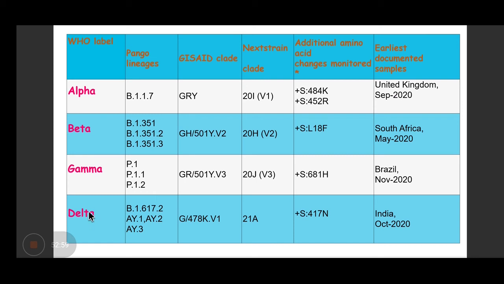So the delta has now acquired a mutation of the Brazil variant, so that one is called delta plus. So we have these alpha, beta, gamma, delta. These are variants of concern.